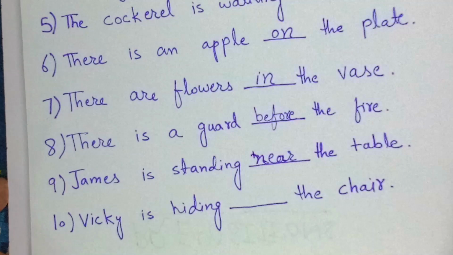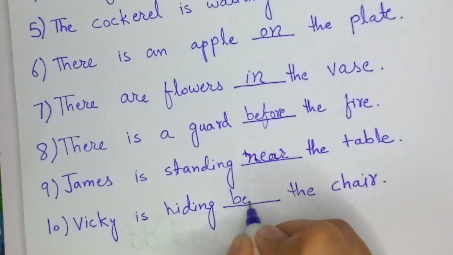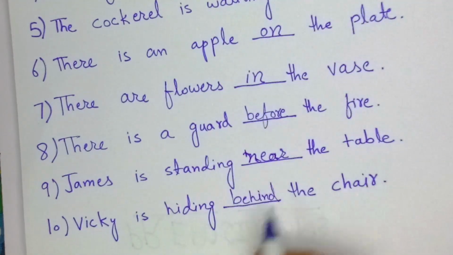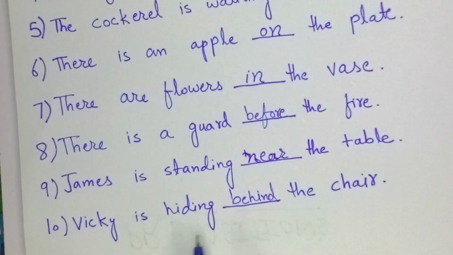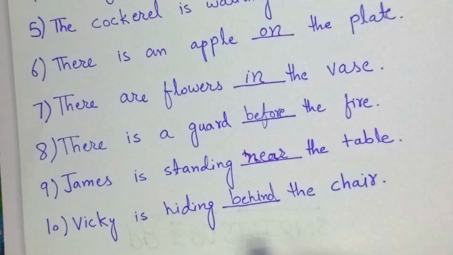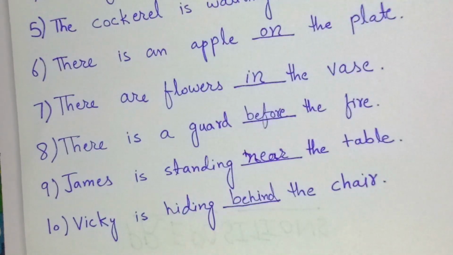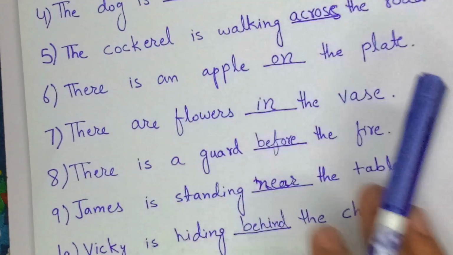Okay, now moving to the last one. Vicky is hiding dash the chair. Now this one is very simple, guys. Vicky is hiding behind the chair. Okay, so when do we use the preposition behind? Behind is used when something is at the back of something. Vicky is hiding behind the chair, the curtain is behind the wall, like these kinds of examples. Now I think you have it clear.